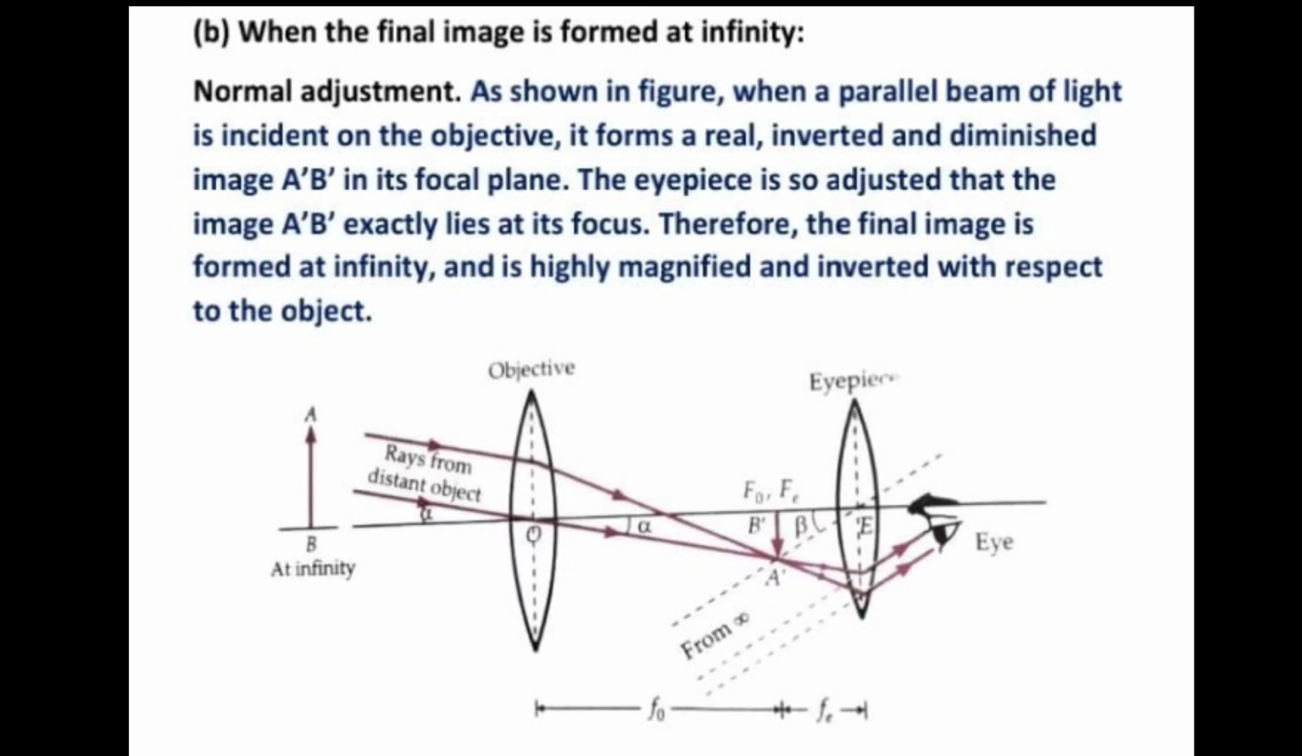So we just do the normal adjustment as shown in the figure. When a parallel beam of light is incident on the objective, it forms a real, inverted, diminished image A' B' in its focal plane. The eyepiece is then adjusted so that the image A' B' exactly lies at its focus, and it is clearly shown in the given diagram. So the final image is then formed at infinity by following this condition, and the final image which is forming at infinity is highly magnified and inverted with respect to the object.